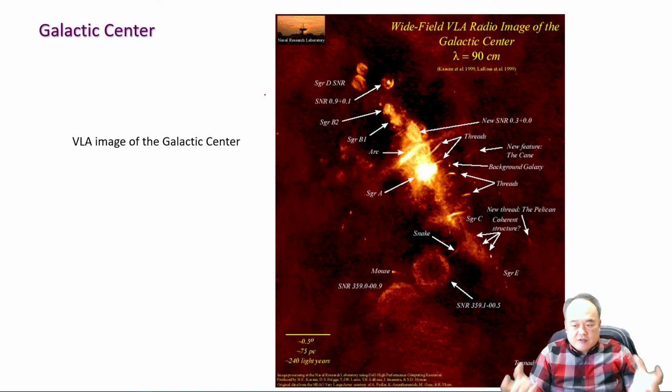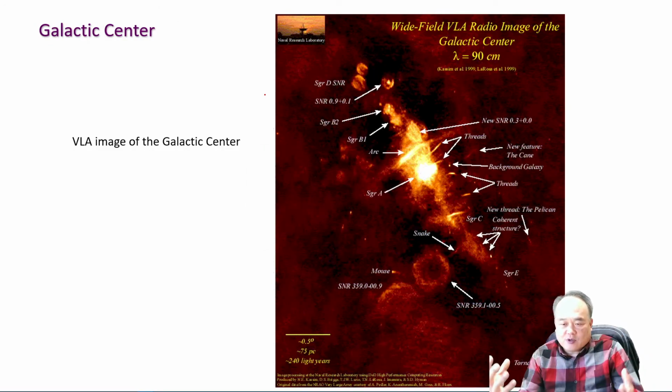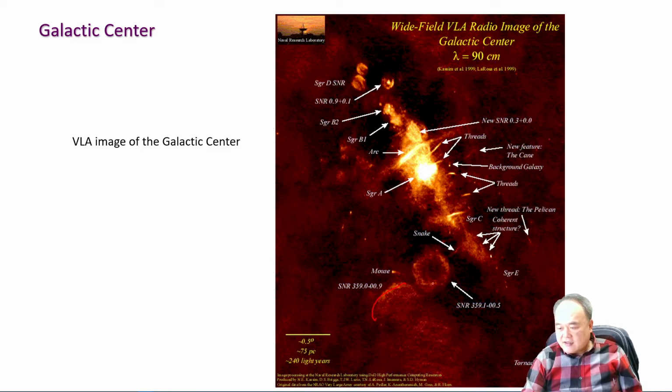Okay. When we look at the center of our Milky Way galaxy in radio, we can see that there are lots of different structures, such as a supernova remnant, the enclosed circular structure of the supernova remnant, and then another supernova remnant as well. So the center of our Milky Way is a region with really high activity, where massive stars have formed.